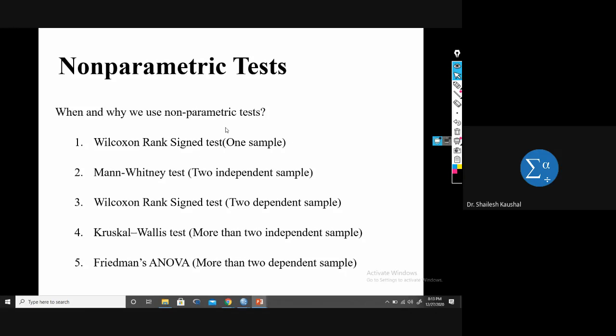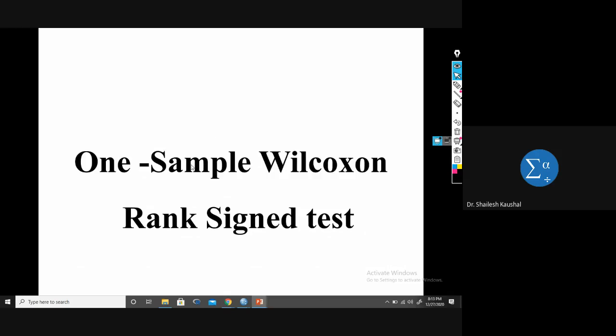Wilcoxon rank sign test for one sample. Another, Mann-Whitney U-test, for 2 independent samples. Wilcoxon rank sign test for 2 dependent samples. Kruskal-Wallis test. So one by one I am taking the tests. First, the one sample test.